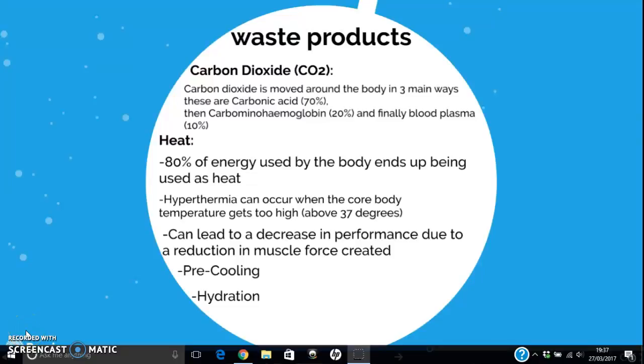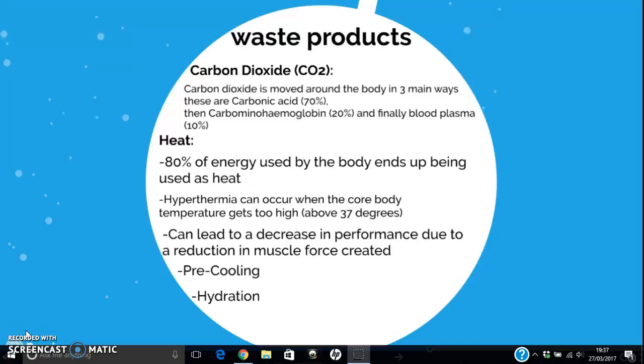When looking at the waste products of intermittent activity, we can look at carbon dioxide, which firstly is removed in three main ways to ensure it doesn't become a fatiguing problem. And the first of these is that 70% is formed into carbonic acid, which then breaks down into CO2 and water to be removed from the body.